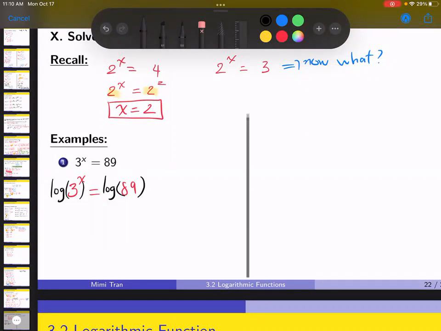Do you agree with me on the right-hand side? It's just a number. If you plug it into your calculator, it'll give you some kind of decimal. On the left-hand side, it's not, because it's carrying the variable. What can I do with this variable? Yeah, put it in front. Bring it down to earth. So that'll be x times log of 3, and then equals log of 89.